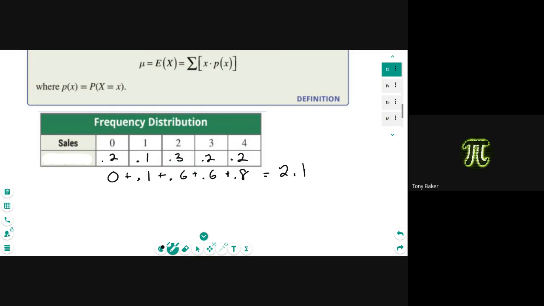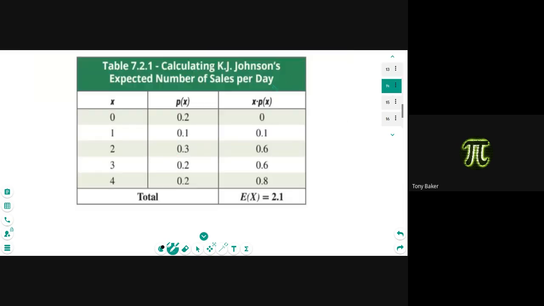Obviously, he's not going to sell 0.1 computers, but remember, average isn't always necessarily going to be exactly what you're going to sell. That's what you'd expect to sell. So most days he's going to sell 2 with an occasional 3 day in there on average. Does that process make sense? Okay. And they just did the same thing here. That's just the expected value.